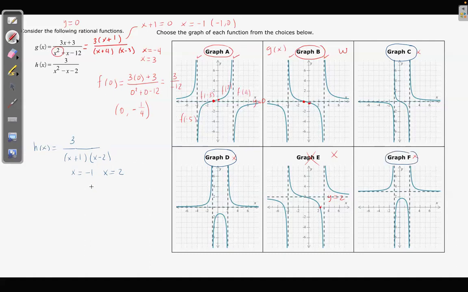And one of the deal breakers is going to be the fact that the greatest degree is in the denominator. So our horizontal asymptote is at 0. And that's the case for graph C and graph D. So now graph F is no longer in contention. So we're going to stick with the ones that are congruent with what we're getting.